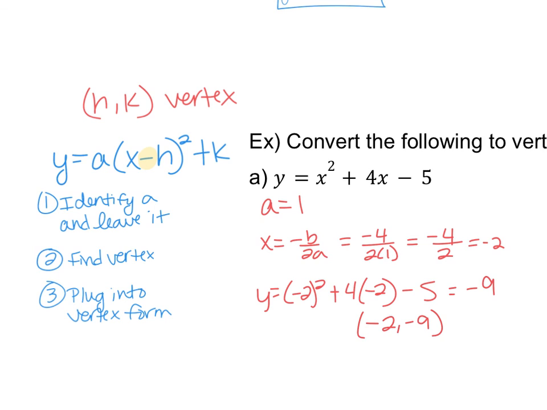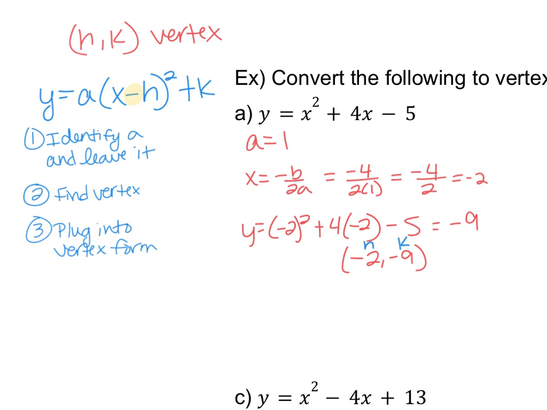Okay, here's where it gets a little tricky, and remember in your vertex, this is the h and this is the k. That's how they did it because they couldn't use x and y again because it's already in the problem. So you identified the a, we leave it, so it'll be y equals 1 parentheses, and the formula, if you notice, is x minus h, so we're going to have to do that. x minus, and our h is negative 2. Then close your parentheses and don't forget the exponent. And then it's plus k, so plus, and your k is negative 9.